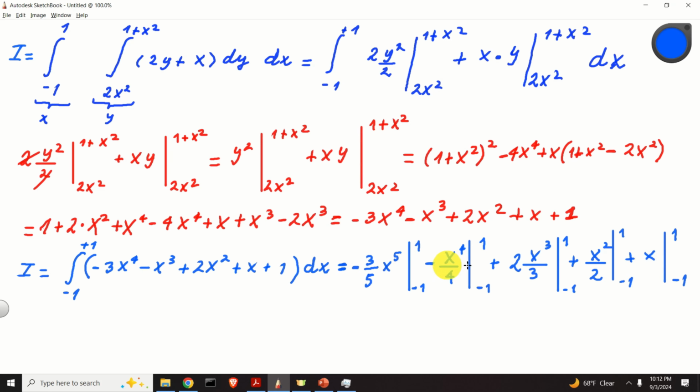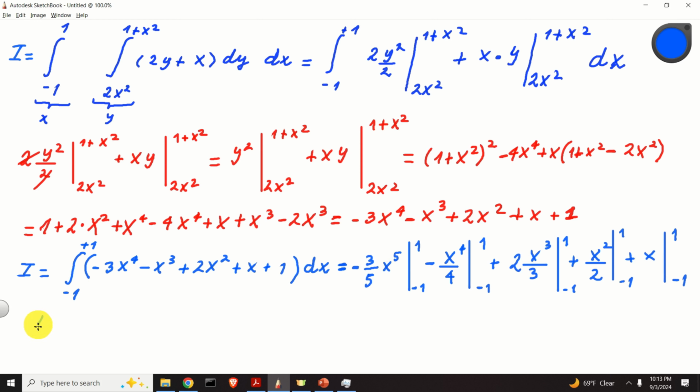Let's analyze this expression. Over here we can see that this term will be equal to 0. This is because we have x to the even power. And when you have x to the even power or even function and bounds are from minus something to plus the same thing, then this term is 0. The same applies to this term. This term is also 0. And we are only left with this term, with this term and with this term.